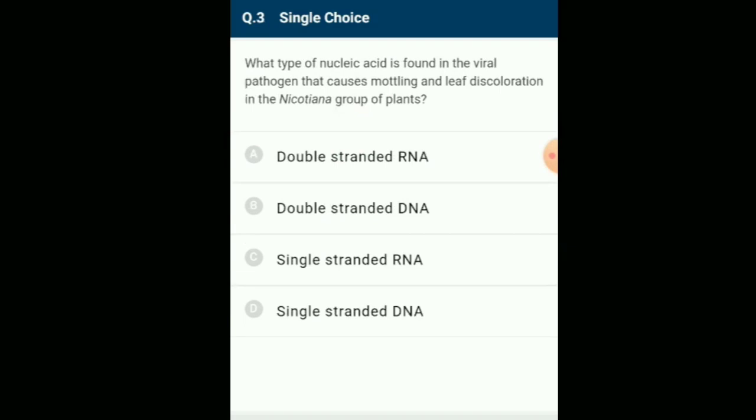Question number 3. What type of nucleic acid is found in the viral pathogen that causes mottling and leaf decolorization in the Nicotiana group of plants? The tobacco mosaic virus has a genome of single stranded RNA. These viruses infect a large group of plants, especially tobacco plants, and also many other members of family Solanaceae. This disease causes patches of decolorization and mosaic pattern on leaves as symptoms. So the answer for this question is option C, single stranded RNA.